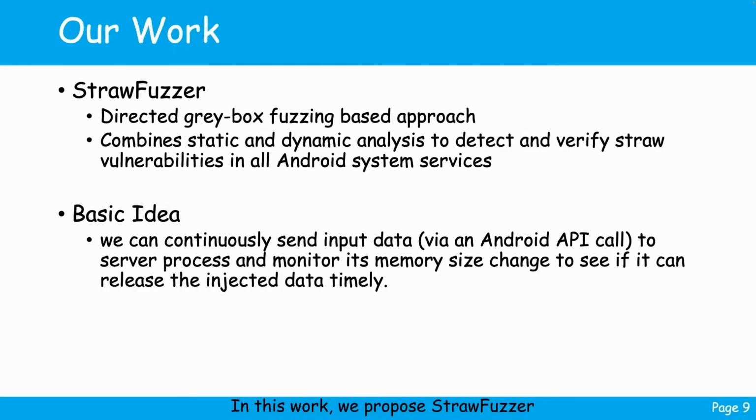In this work, we propose StrawFuzzer, a directed gray box fuzzing-based approach, which combines static and dynamic analysis to detect and verify straw vulnerabilities in all Android system services. The basic idea is that we can continuously send input data to the server process and monitor its memory size change to see if it can release the injected data timely.